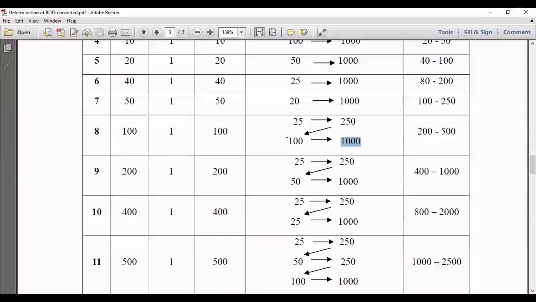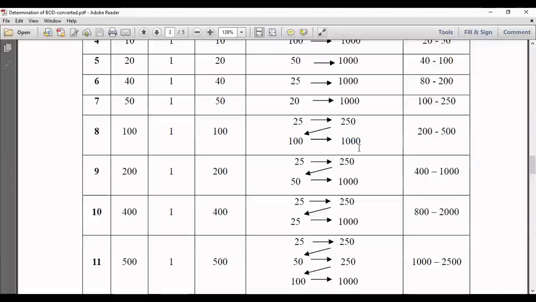So we are going to add this 100 ml into the 1000 ml measuring cylinder, and then we are going to make the total volume 1000, right? How will we make the total volume 1000? We are going to add 900 ml of distilled water.